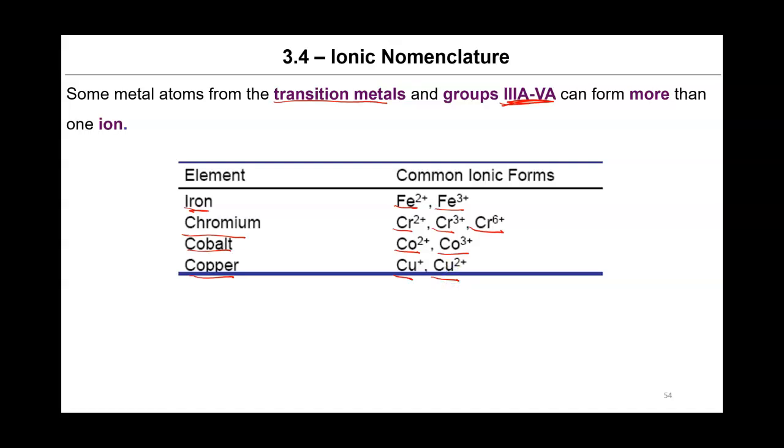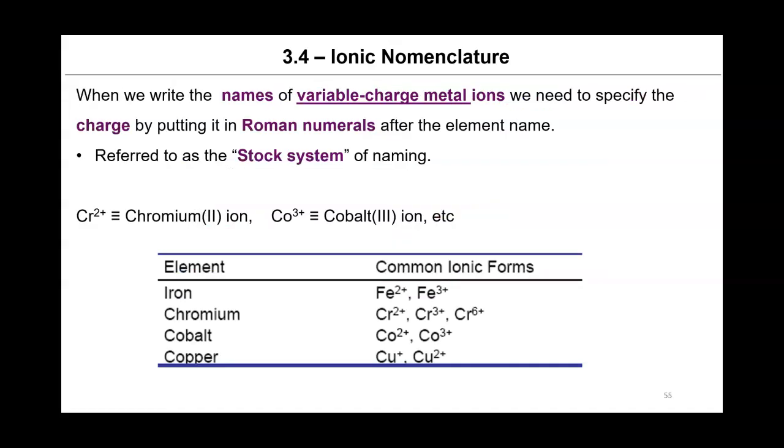So in these cases, we're going to have to make it clear what the charge on the cation is when we name it. And we have a pretty simple system for doing that. It's often referred to as the Stock system. When we write the names of variable charge metal ions, we need to specify the charge by putting it in Roman numerals after the element name. And we also put that inside parentheses. And you might see this referred to, as I mentioned before, as being the Stock system of naming.